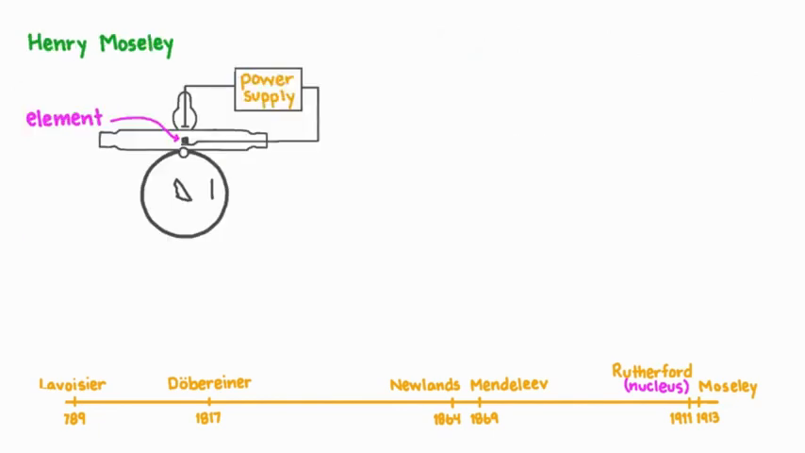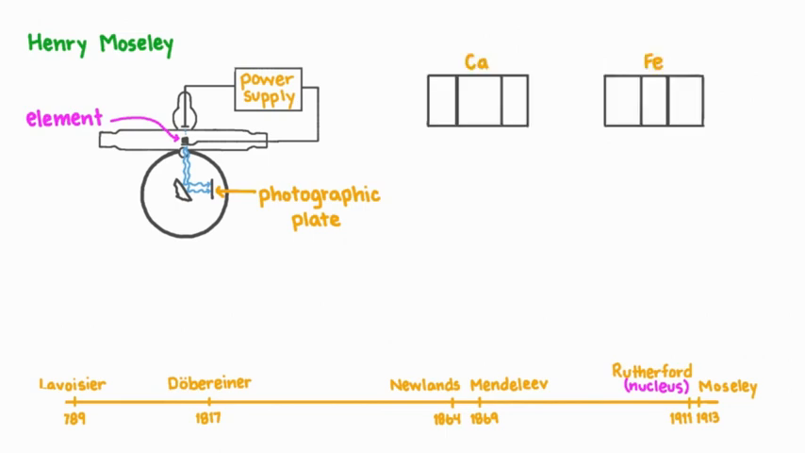Henry Moseley designed an experiment to observe how X-rays emitted by an element were diffracted. When the power supply was turned on, the elemental sample would emit X-rays, which were diffracted onto a photographic plate. Each element tested produced a unique pattern of lines on the photographic plate. Through some calculations, Moseley was able to directly relate the pattern of lines produced to an element's atomic number.